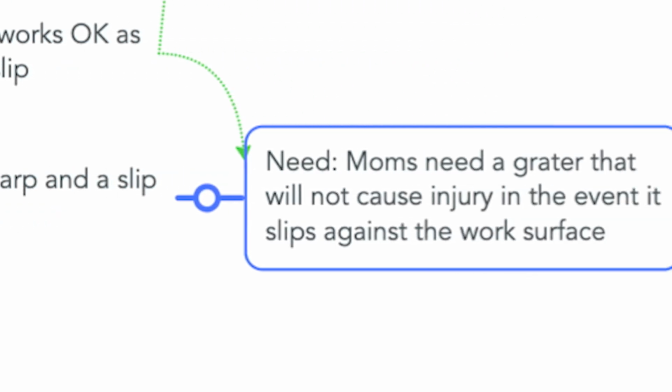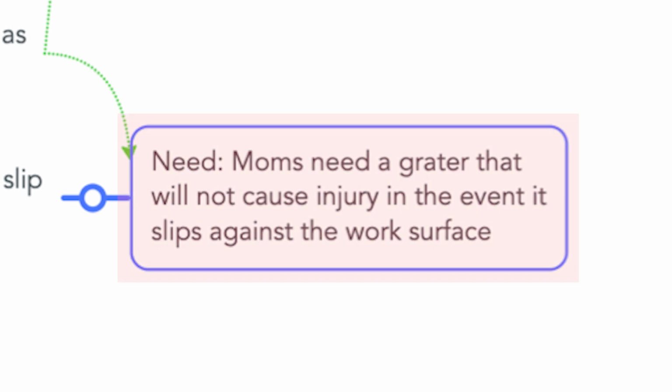So mums need a grater that will not cause injury in the event that it slips against whatever work surface it's being used against. And when I look at that need, I say it needs a grater. And you could reasonably say to me, but Paul, a grater is the solution, because we naturally think of a grater as a metal box type thing that we rub against. But I think a grater could be used generically in this example, a method of grating, a grater. Now, whether that's done with laser beams or pieces of sharp metal, it's still a grater.